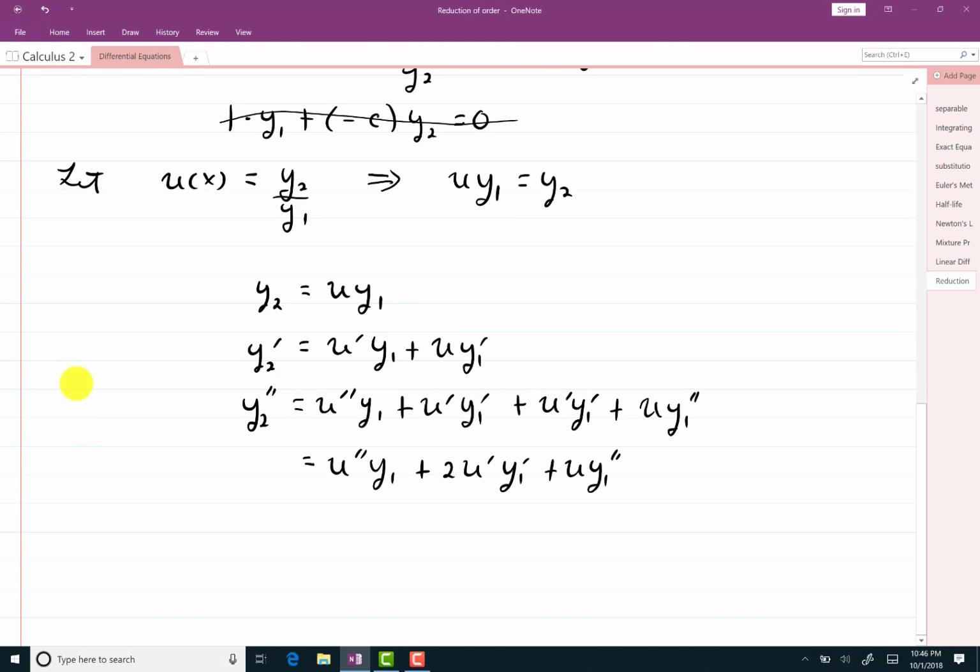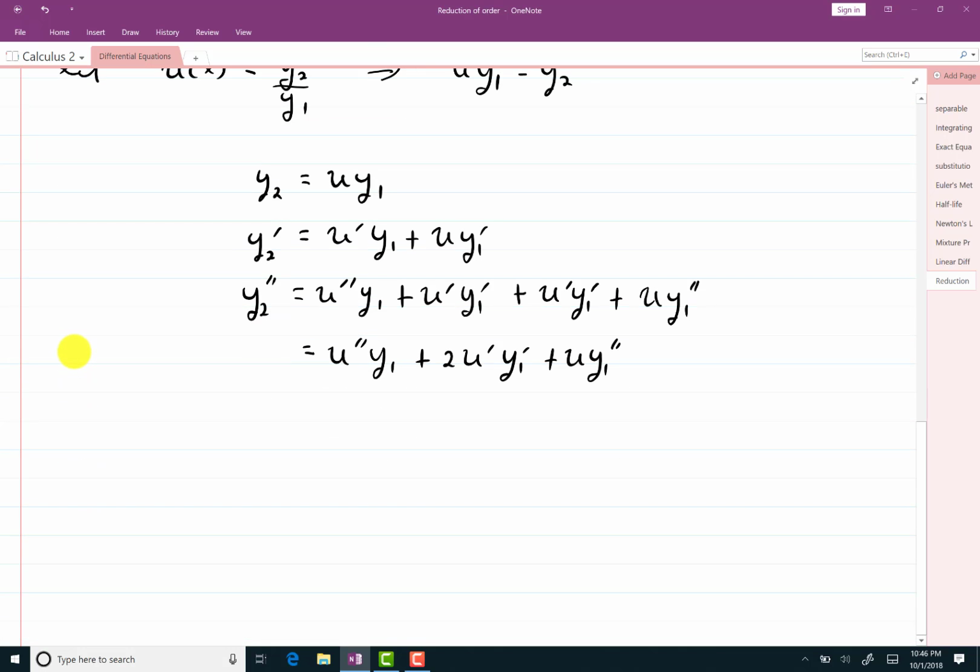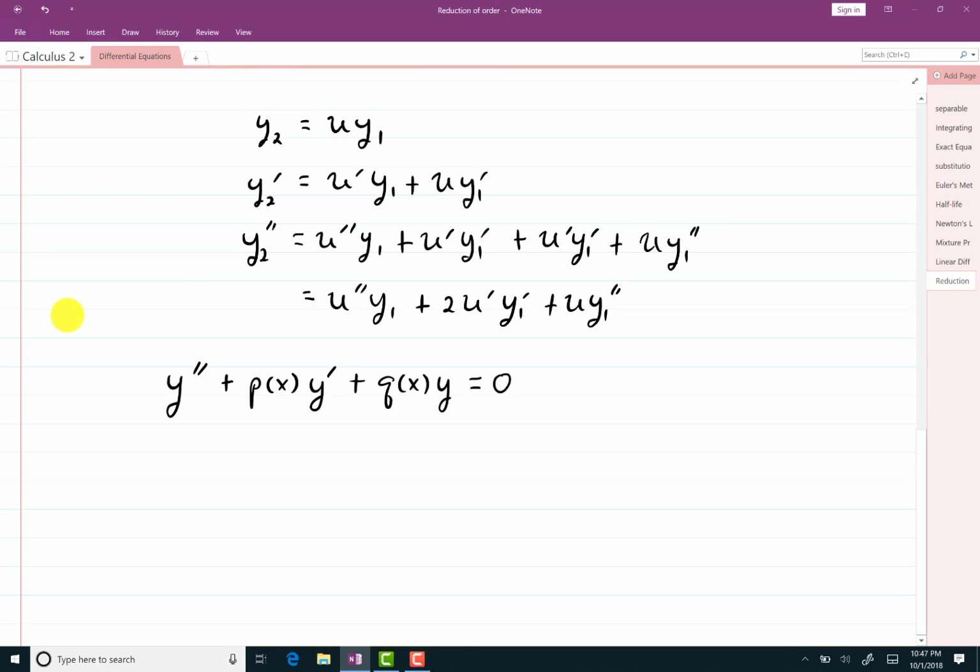We're going to plug that into our differential equation. So our differential equation is y double prime plus p of x y prime plus q of x y is equal to 0. All right, and I know already that y1 is a solution. That means if I had a y1 in each of these spots, that would be true. Let's plug these things in.